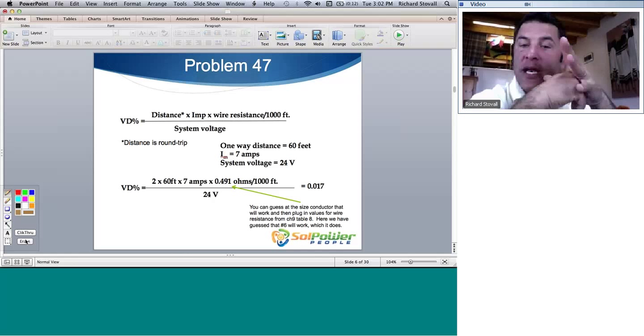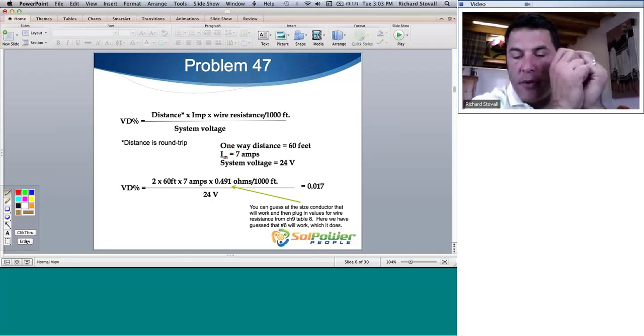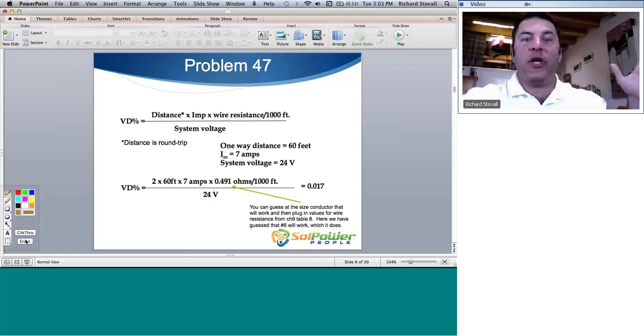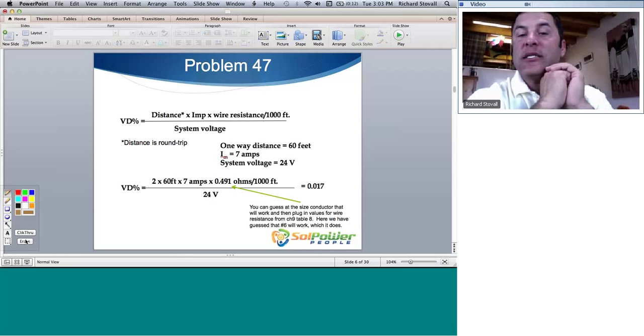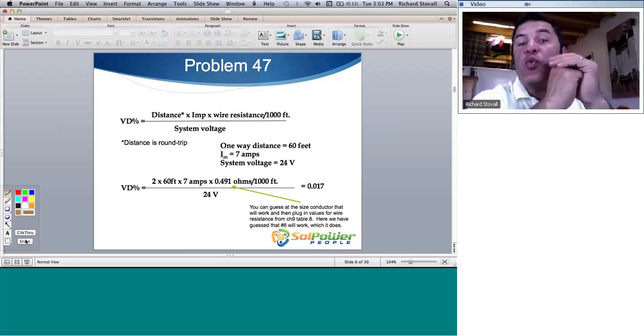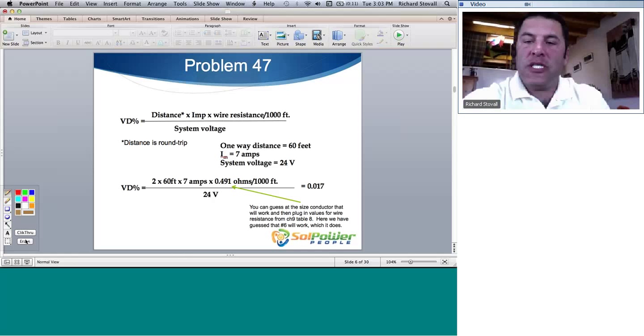So that wire resistance, that value from Chapter 9, Table 8, comes to you in 1,000-foot increments. You may have something less than 1,000 feet. So dividing by 1,000 feet will bring it back down to whatever the actual distance is that you have. If you've got 200 feet, then you're only going to have 20% of the resistance that you would have at 1,000 feet. So anyway, you divide by 1,000 feet, then you divide by the system voltage. As I mentioned earlier, the system voltage in this case is meant to be the nominal voltage of the system, okay?